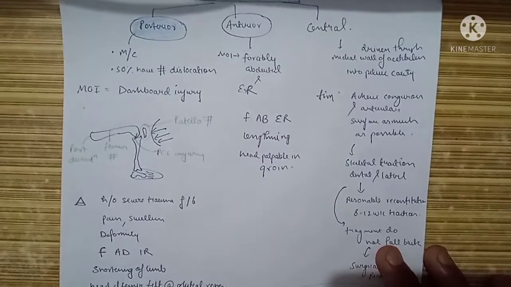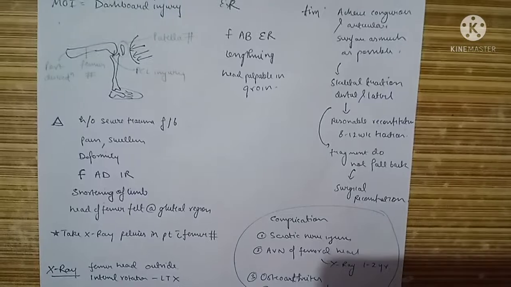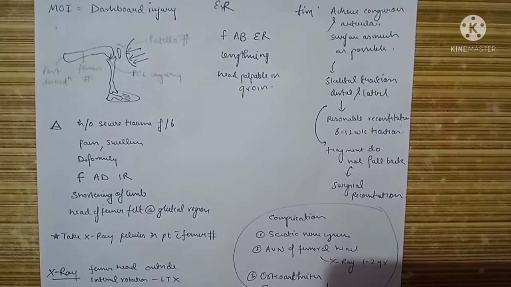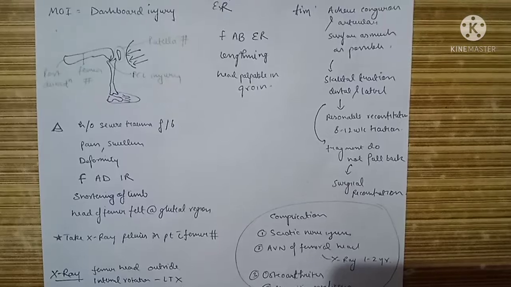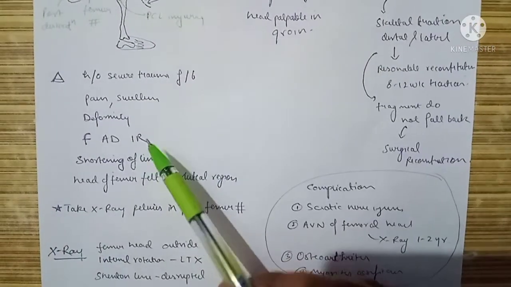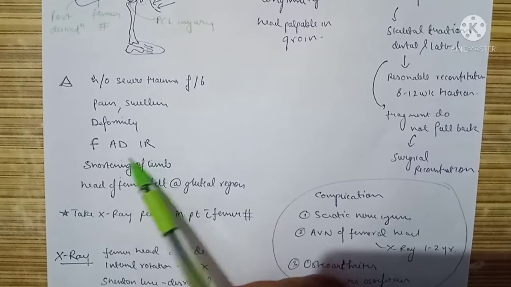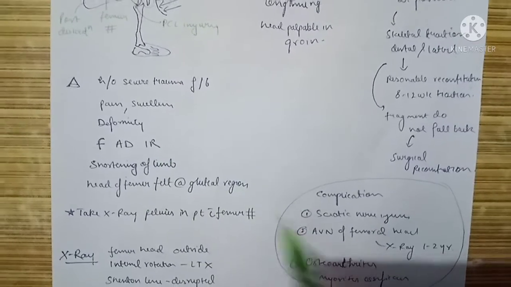Talking about the diagnosis of a patient with posterior hip dislocation, the patient will have a history of severe trauma that will be followed by pain and swelling in the region of the hip, and there will be a classical deformity which can be remembered by the mnemonic FADIR, that is flexion, adduction, and internal rotation at the level of the hip joint.